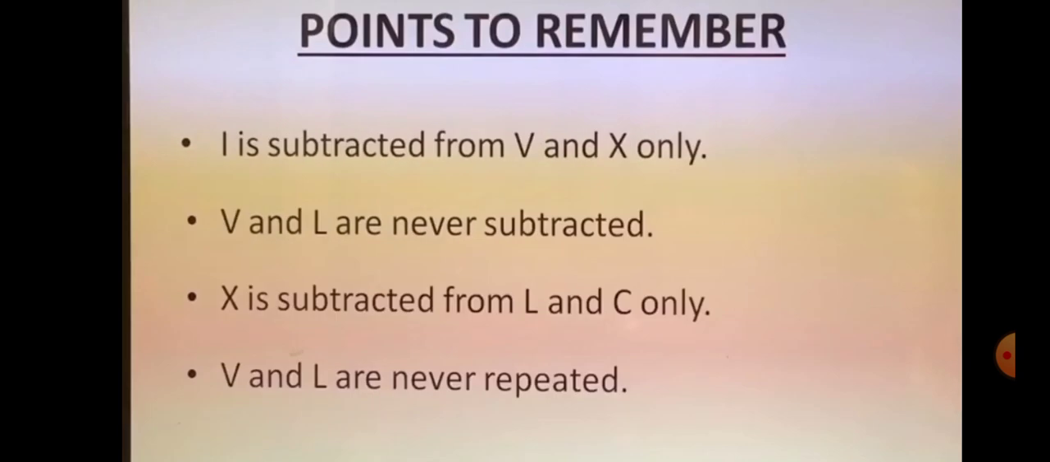Points to remember. Here are 4 important points that you have to remember and keep in your mind. First, I is subtracted from V and X only. V and L are never subtracted. X is subtracted from L and C only. V and L are never repeated. We can't repeat these symbols V and L.